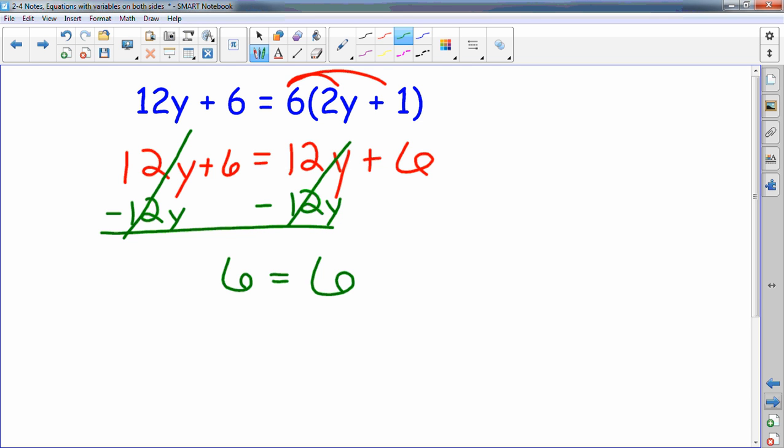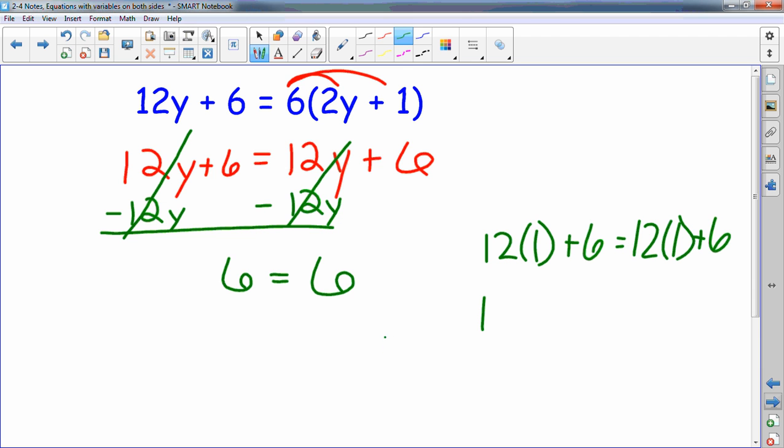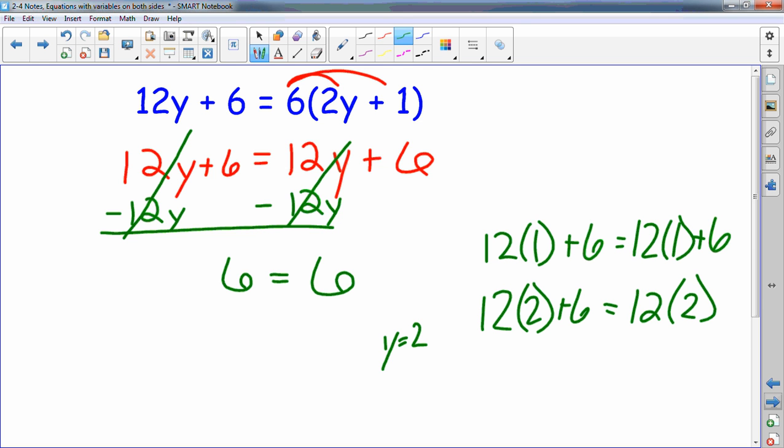Because let me ask you, is 12 times 1 plus 6 equal to 12 times 1 plus 6? Yes. What about 12 times 2 plus 6? Well, if I say y equals 2, that means 12 times 2 plus 6 equals 12 times 2 plus 6. Is that true? Yeah. 24 plus 6 is 30.